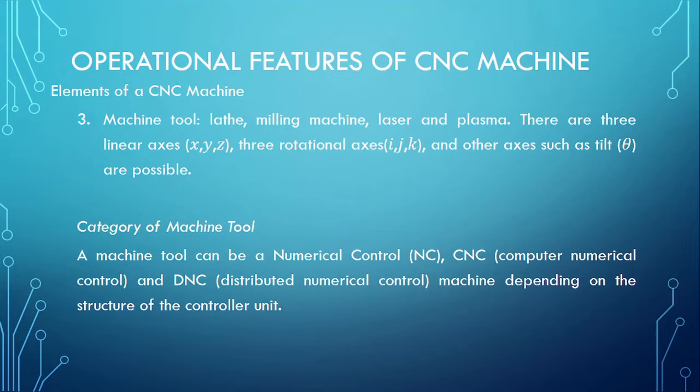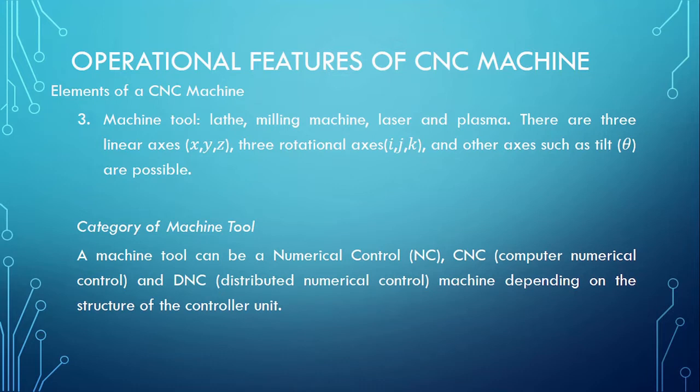So a combination of any of these will make the possible interpolation or the possible axes that can be attained by such a machine tool. So it could be 3 linear, 2 rotational, and the tilt, or it could just be linear and rotational axes alone, or probably a combination of both, depending on the level of sophistication of such a machine.